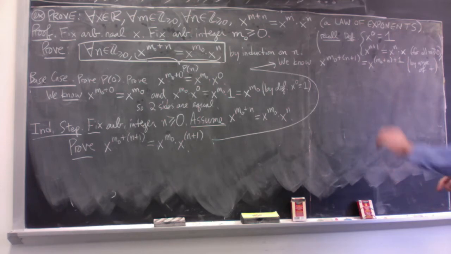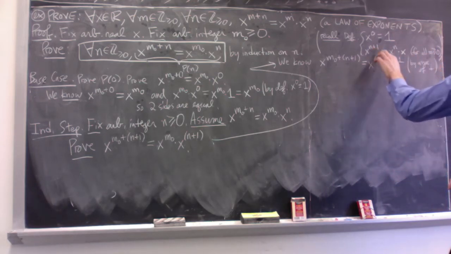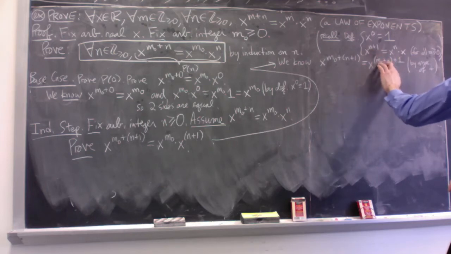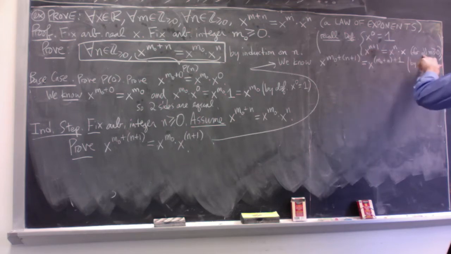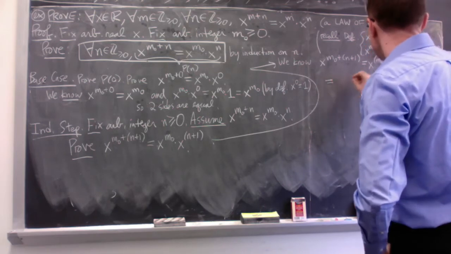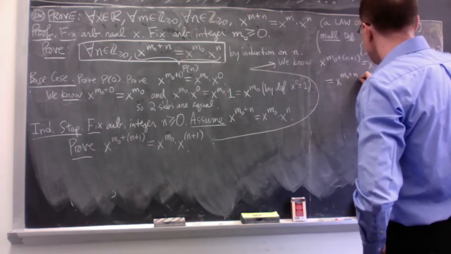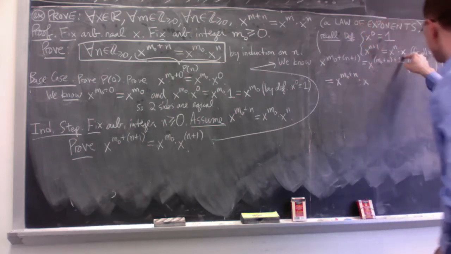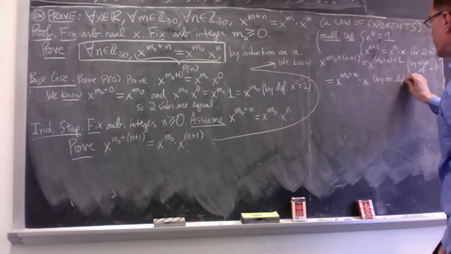Okay? And now that I've done this, keeping in mind this thing's true for every n. In this case, the n here is going to be this expression, m naught plus n. I can use it with that choice of the n here, because it's all n. All right? So that's where that recursive definition is going to get used. And it's going to be x to the m naught plus n times one more copy of x. And that's by recursive definition of exponents.